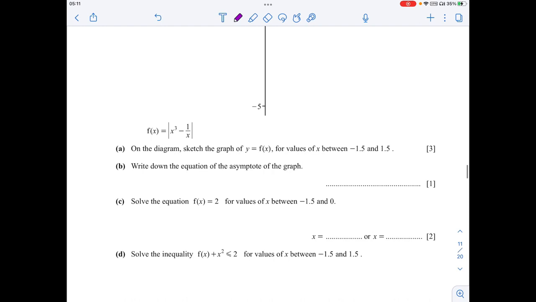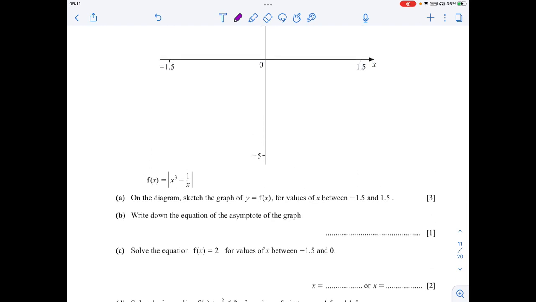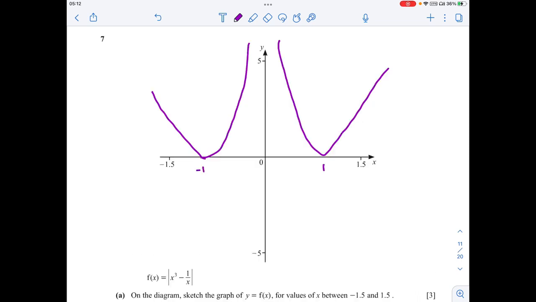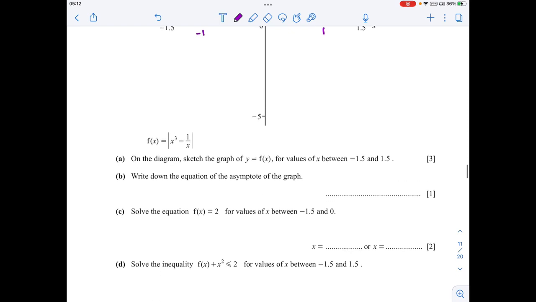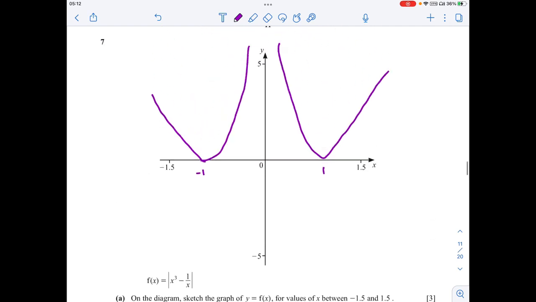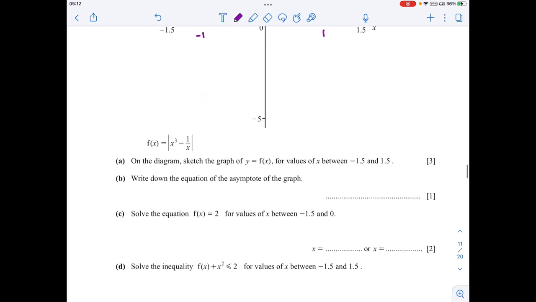Question number 7, from the graphing calculator. On the diagram, sketch the curve y equals f of x for the values between minus 1.5 to 1.5. This is negative 1 and 1 from the calculator. You can get it in this particular shape. Then write down the equation of the asymptote for this equation. So asymptote means where it's not touching the y-axis. So always the asymptote is denominator equals 0. So nothing but what? x equals 0 is going to be the asymptote.